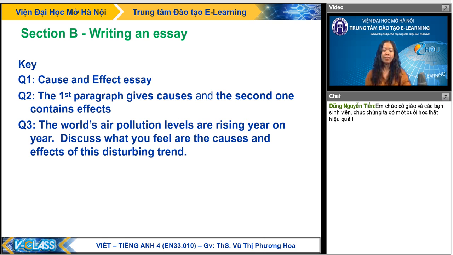Okay, now here's the key. The question number 1. What type is this essay? It's a cause and effect essay. The first paragraph gives causes and the second one contains the effects. Question number 3. The world's air pollution levels are rising year on year. Discuss what you feel are the causes and effects of this disturbing change.